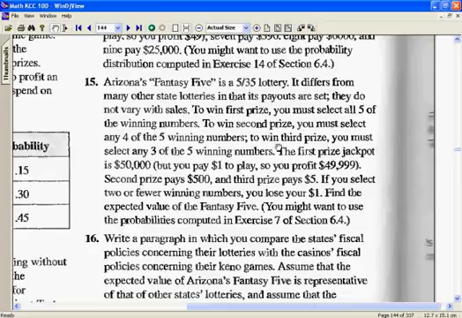To win the third prize, you must select any 3 of the 5 winning numbers. So you can have the 2 non-winning numbers. The first prize jackpot is the $50,000, but you paid $1 to play, so you profit $49,999. Second prize pays the $500, and third prize pays $5. Find the expected value of the Fantasy 5.